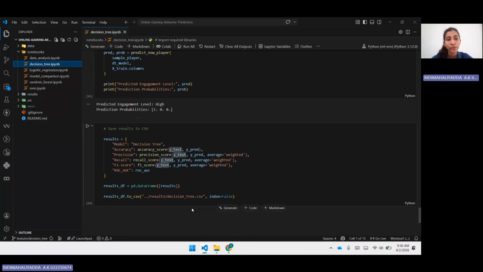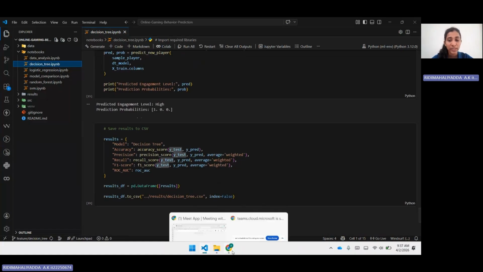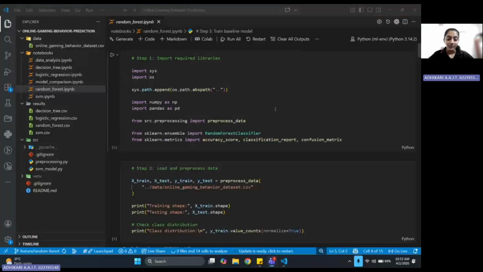With an accuracy of 91%, it performs very well in classifying players as high, medium, or low engagement. It also provides clear insights into how decision trees are made and can be applied to new player data for practical predictions.